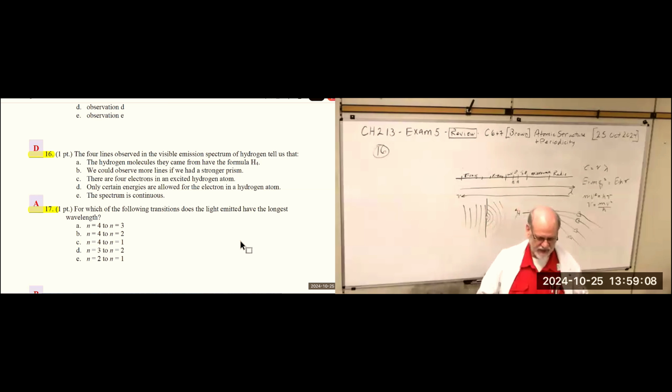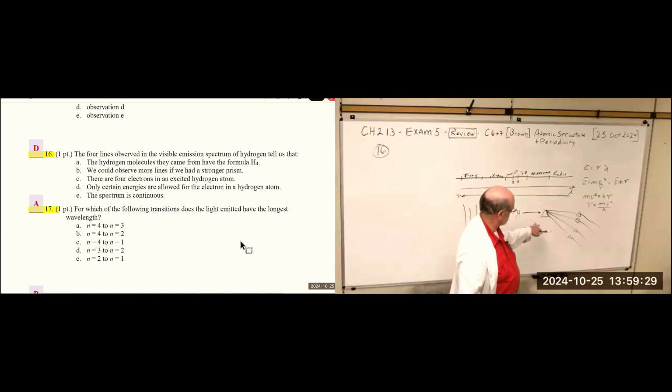There are 4 electrons in an excited hydrogen atom. That'd be neat. How do you get 4 electrons? Well, of course, it'd be a 3 plus charge. But that's not why you see those emission spectra. Only certain energies are allowed for the electron in a hydrogen atom. That's the indicator. This 4-line spectrum indicates the quantized nature of electron movement in the hydrogen atom. The spectrum's not continuous. We just said it was a line spectrum, so D is the answer.